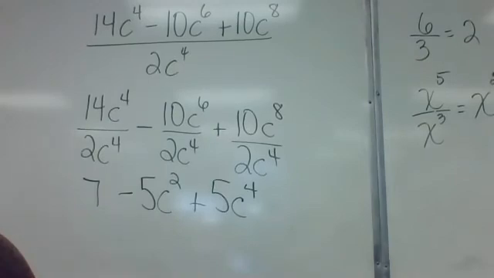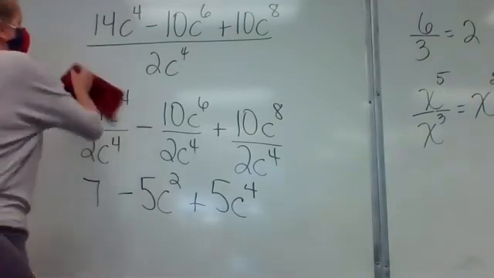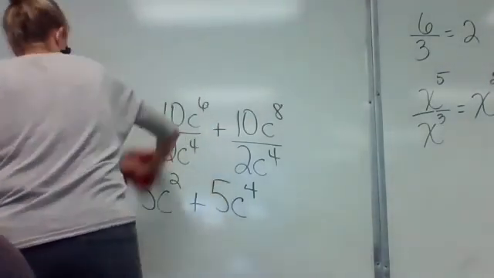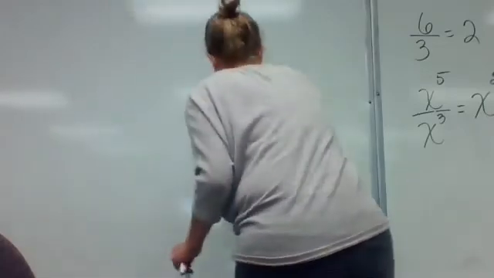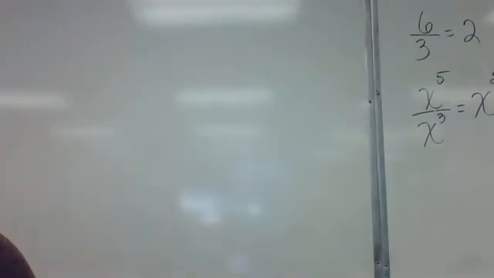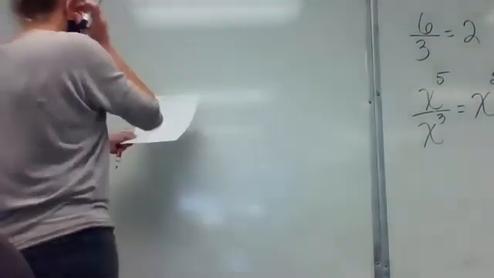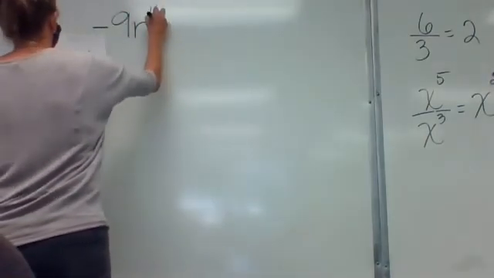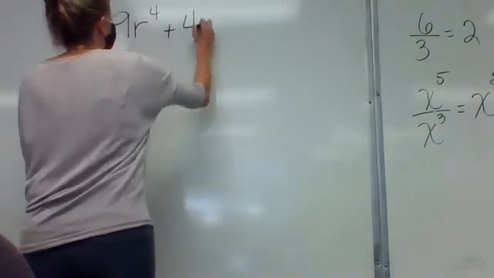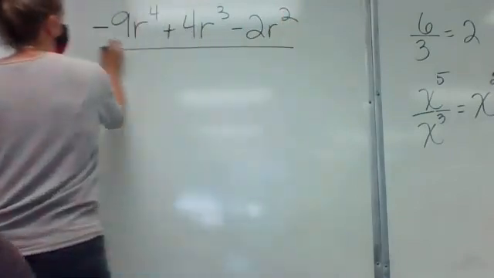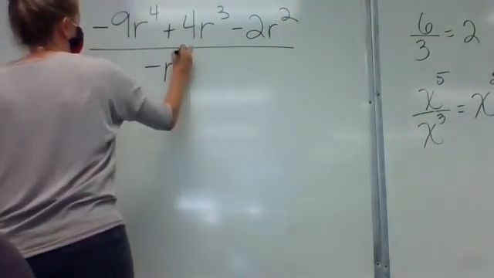Last one. We can do homework. We have plenty of time to get it done. Negative 9r to the 4th plus 4r to the 3rd minus 2r squared over negative r to the 3rd.